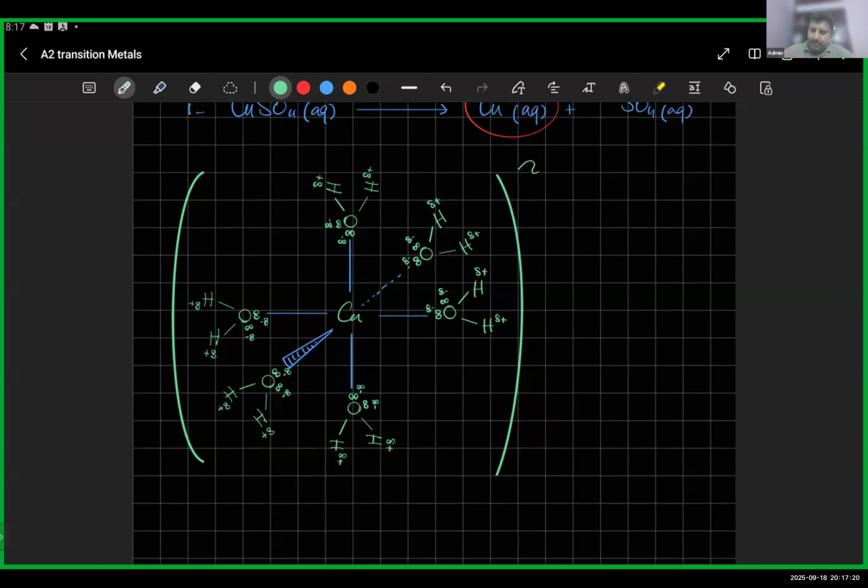Okay, so the whole thing is now going to be +2. And the way this is going to be written in short form is copper with 6 water molecules, and it's going to have a charge of +2. And this is known as hexa. Hexa means 6. Aqua means water. Copper 2 complex. Okay, that's what this is.